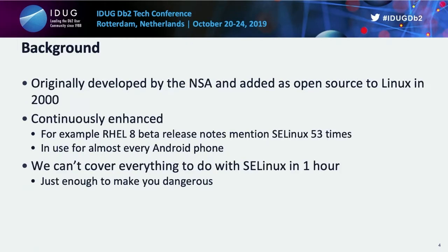Bit of background on it. It was originally developed by the NSA and added to open source Linux in the year 2000. So it's been around quite a while, but it's very popular. Okay, so it's not like a stagnant technology that's 20 years old. If you look at the RHEL 8 beta release notes, I know it's out now, but when I put the slides together, that was the state of things. It was mentioned 53 times. Okay, so this is something probably gaining increased usage, not sort of a decreased usage. So it's not old, stagnant technology.